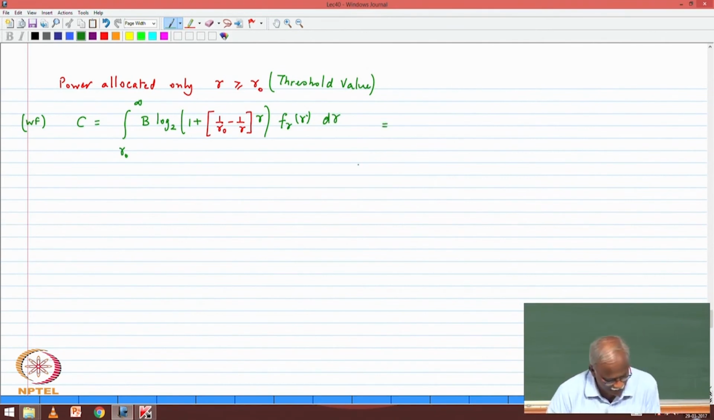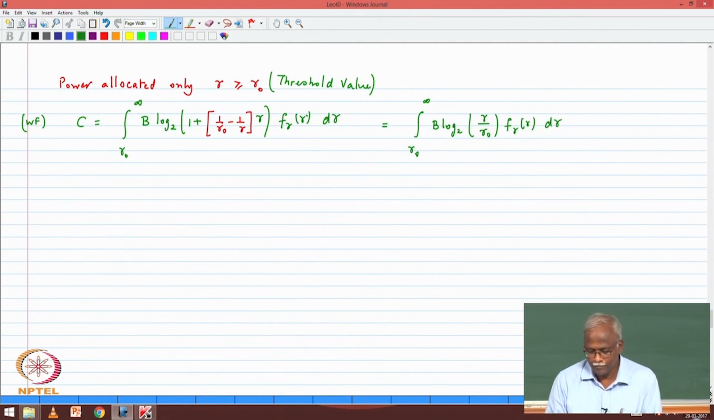Just take the expression. You can write this as integral from gamma naught to infinity of B times logarithm base 2 of gamma by gamma naught, f gamma of gamma d gamma. So it's a difference of powers. When I do logarithm, it becomes the ratio of the two values, and that's what I have got here as the term, and that will directly impact my capacity. So as gamma increases, the capacity will increase.